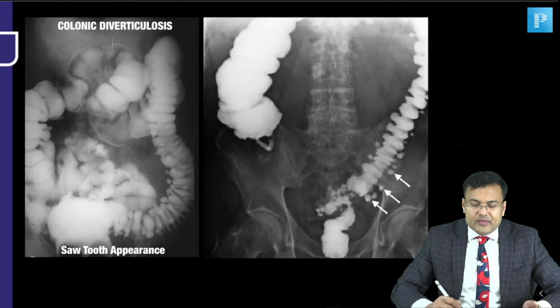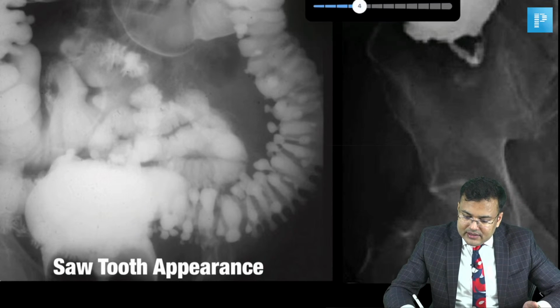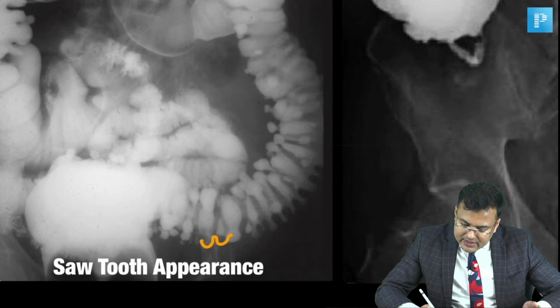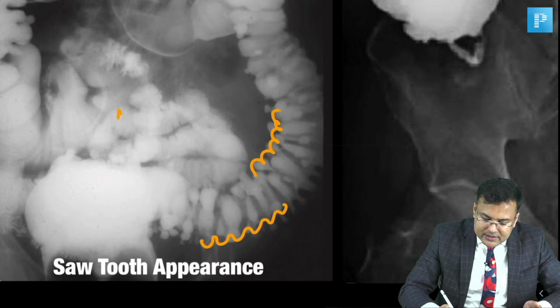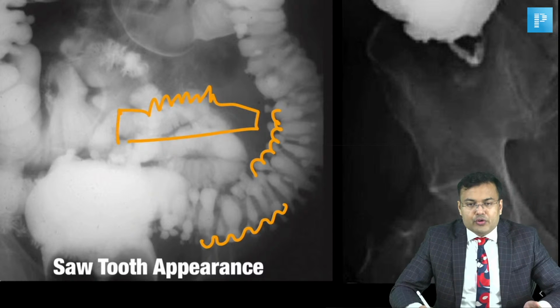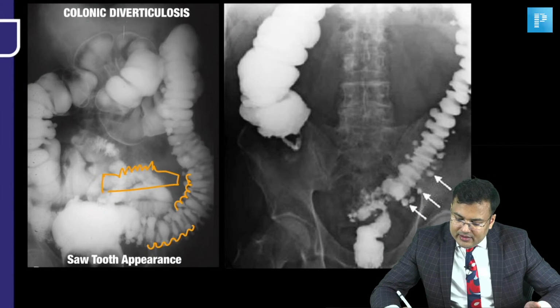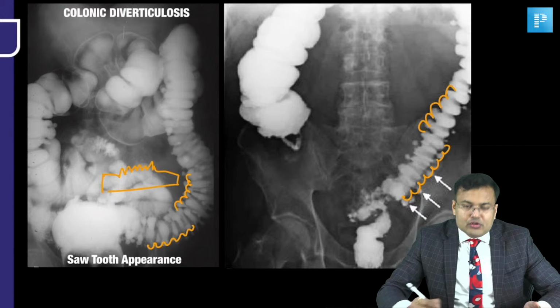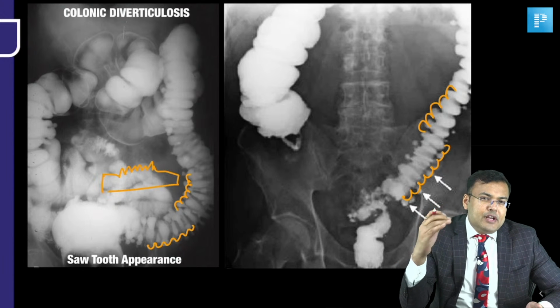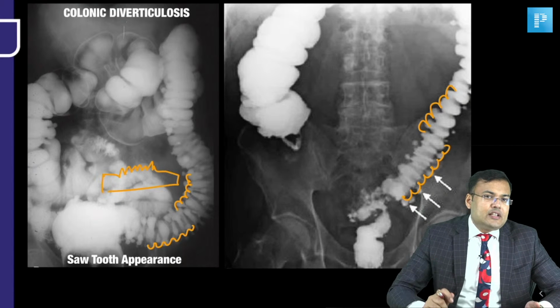And what is the appearance? Guys, you can tell me. You can see here the appearance. If you see the appearance, this kind of appearance, this is known as sawtooth appearance. Can you see guys? This is sawtooth appearance. In the second barium enema also, you can see this appearance. Clear guys? This is one of the frequently asked image-based questions. So in colonic diverticulosis, there is sawtooth appearance.